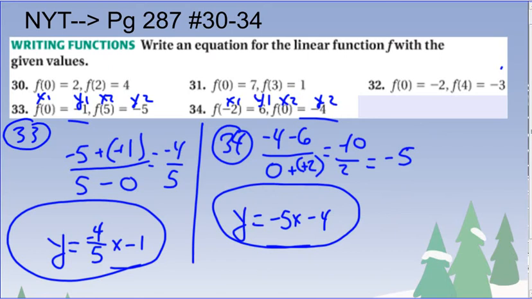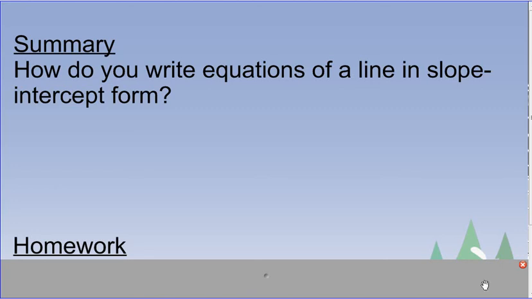So, the moral of the story of this entire lesson is, to write an equation in slope-intercept form, you need 2 things. You must have slope. You must have intercept. If you don't have one of those things, you don't have an equation in slope-intercept form. The name tells you what you need. So, let's see how well you're listening. Please answer this question in the summary box of your note sheet. How do you write an equation of a line in slope-intercept form? Pause the video, put down an answer. We'll go through it here in just a minute.